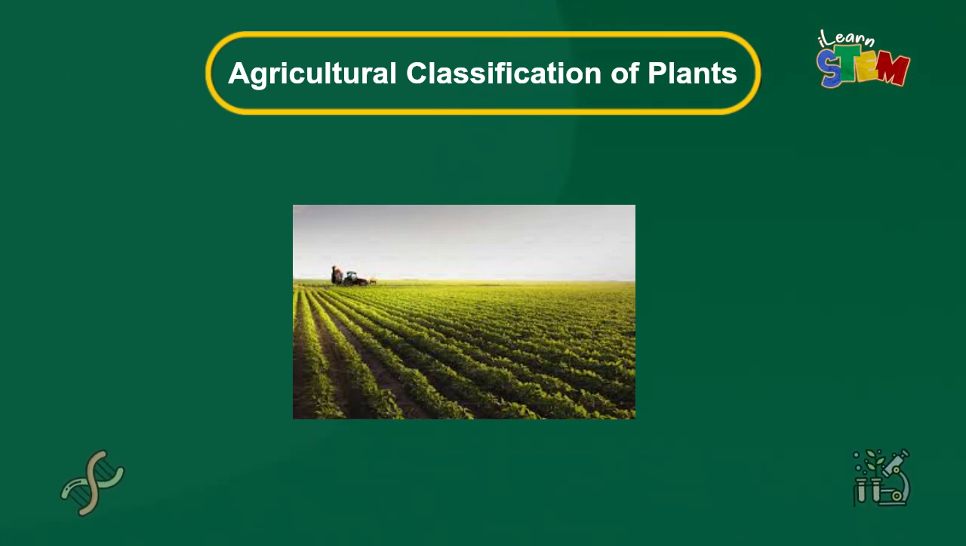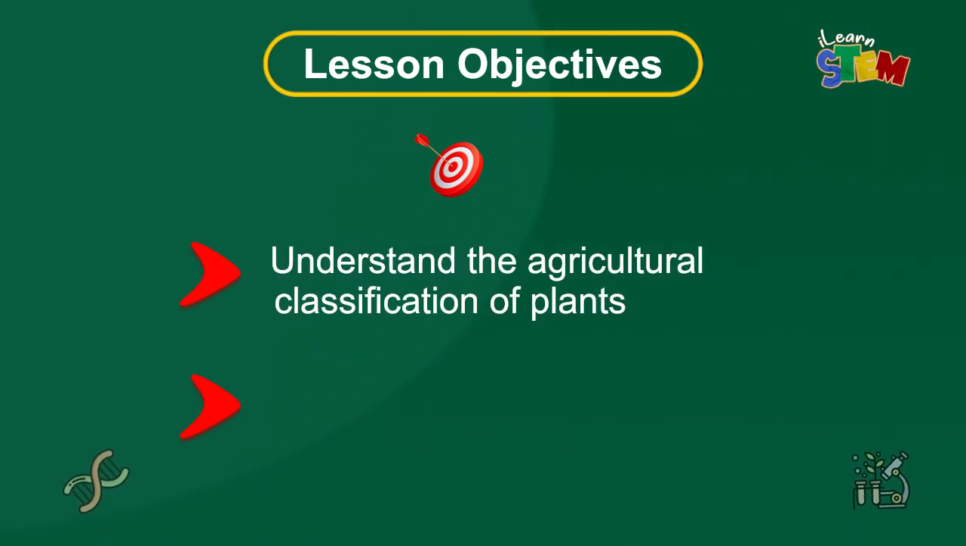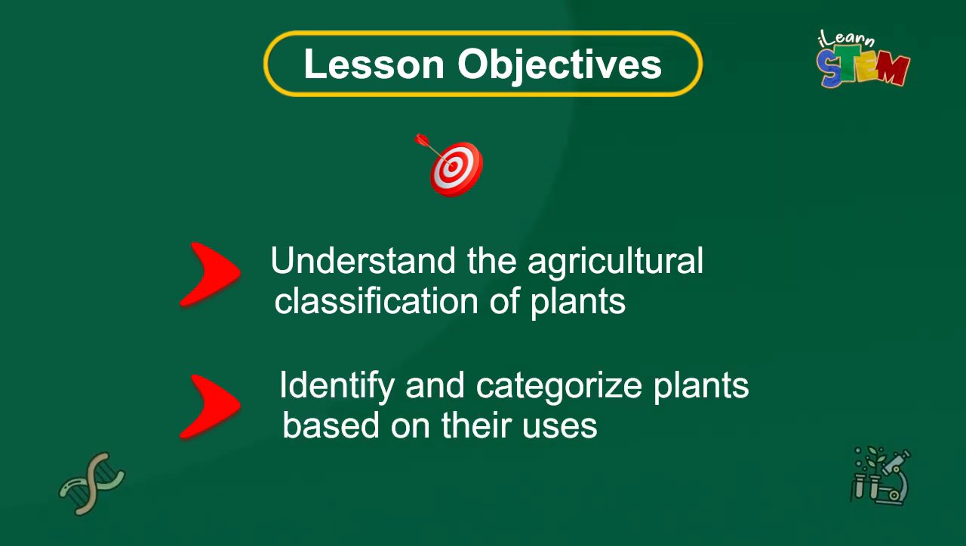Before then, let's see the objectives of today's lesson. By the end of this lesson, you should be able to understand the agricultural classification of plants, and identify and categorize plants based on their uses.